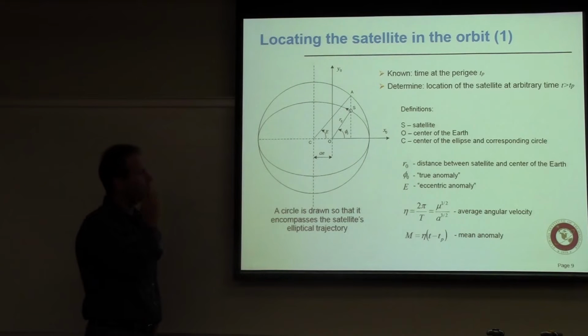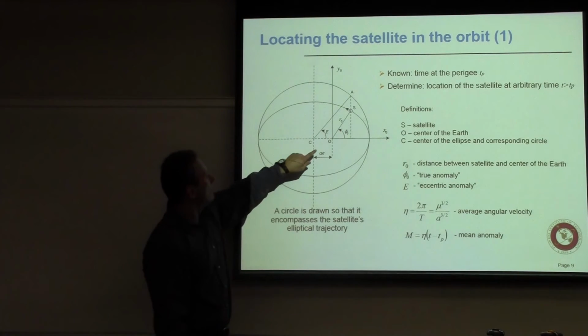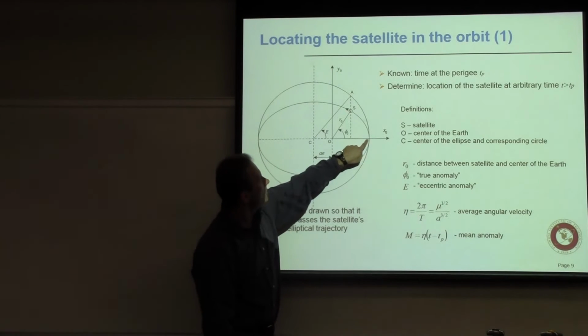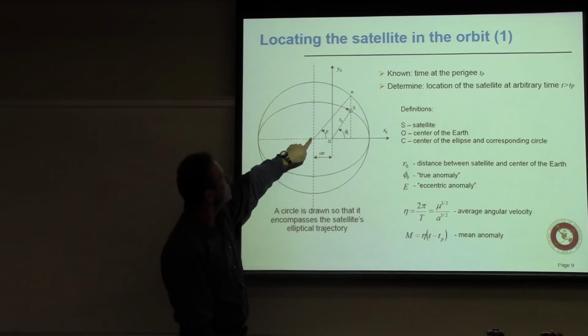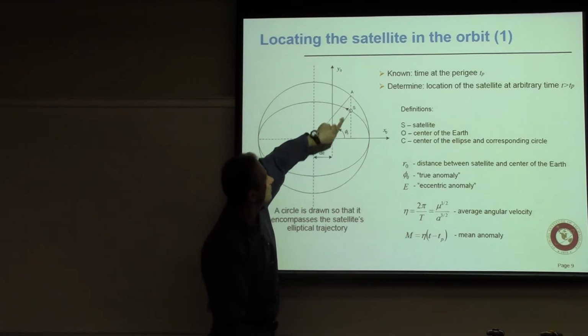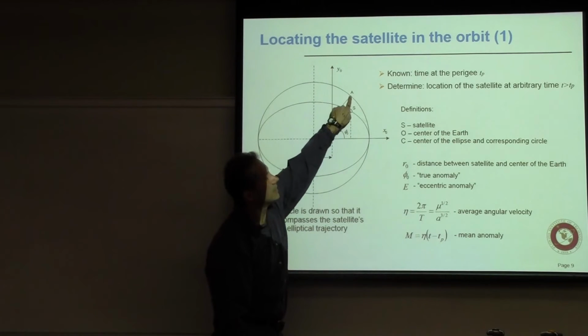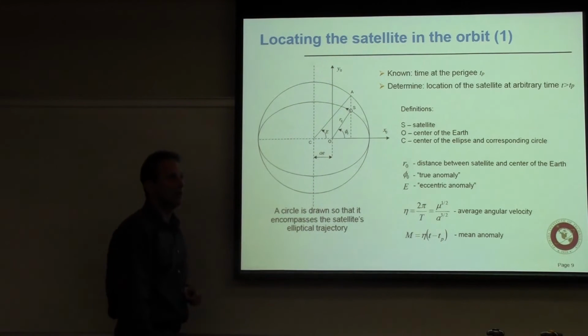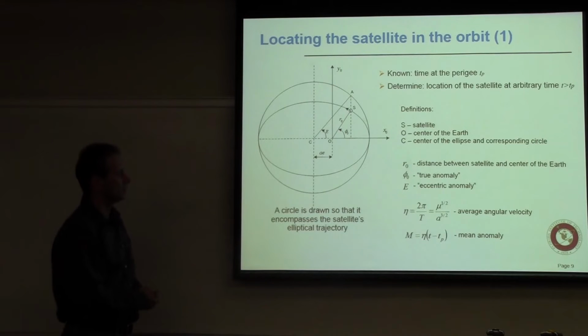Why is this angle important to us? Because it turns out it is easy to calculate, right? So we're going to be able to easily calculate this angle, and then by knowing this angle, we'll go back and calculate R0 and phi0. So what is E? It's the angle between the positive side of the x-axis and this point A, which I have obtained as a projection of the satellite point onto this circle that encompasses this ellipse.